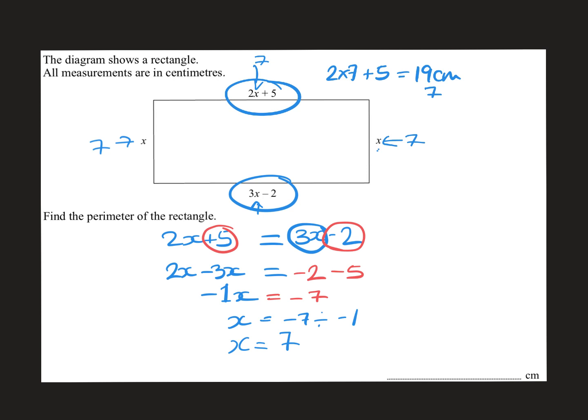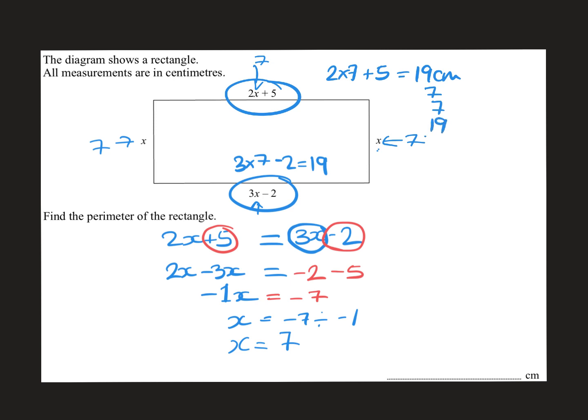We have another 7 centimetres over here, so we'll add that on, that's the left hand side. And then at the bottom, now the top and the bottom are the same, so essentially we have another 19, but if you want to make sure you've solved this correctly, you could put the 7 in again. So let's put 7 in here. 3 times by 7, or sorry, 3 sevens is 21, and then take away 2, which is equal to 19. So yes, we have solved these correctly because the top and the bottom both equal 19.